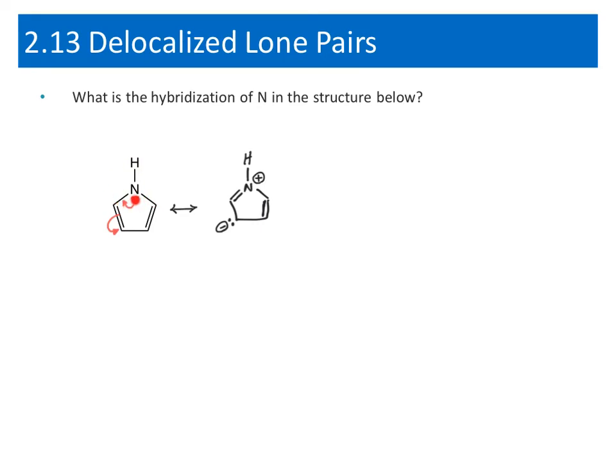However, the lone pair participated in resonance, all right? Meaning that this lone pair resides in a p orbital. Therefore, we need to look at the resonance structure to identify the hybridization. And the hybridization in the second structure on nitrogen is sp2. Okay.